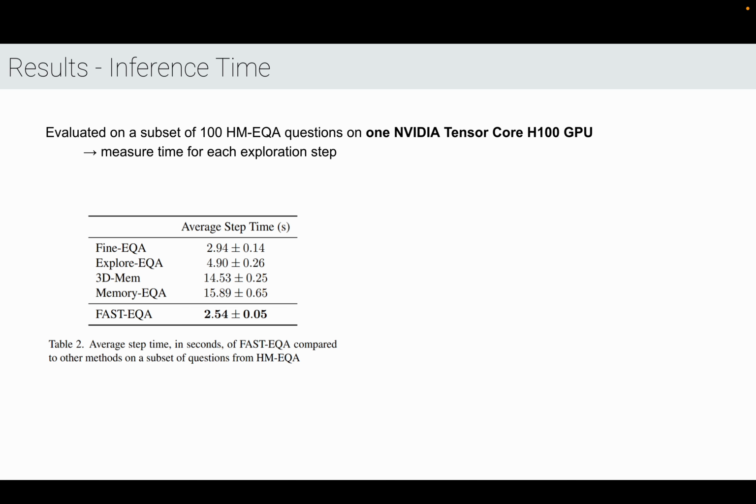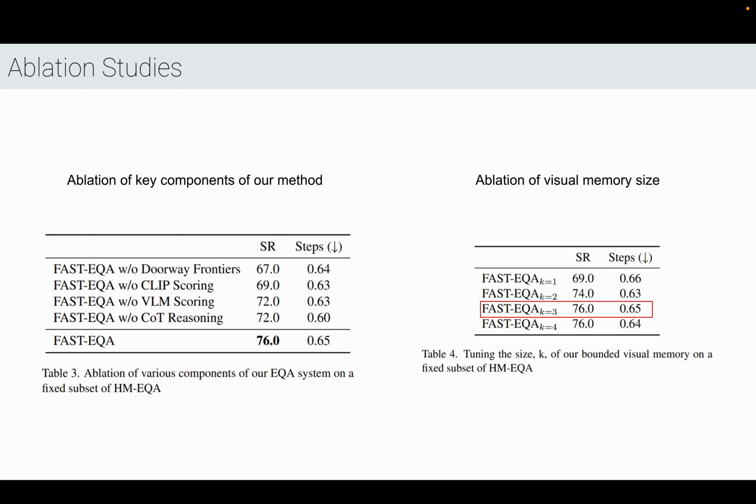More importantly, we evaluate on a subset of 100 HMEQA questions and measure the time for each exploration step with our method and other baseline methods. And we find that we achieve a 13.6% speedup over the next fastest method, making our method the closest to near real-time performance. We ablate key modules in our method as well as the size of the fixed visual memory. More details can be found in our paper.